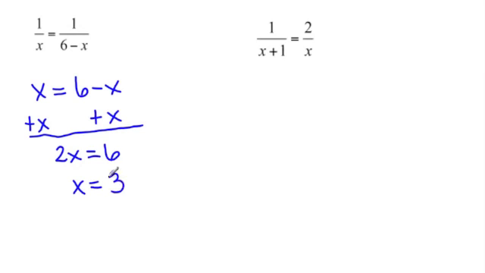Here's the thing though. Let's check and see. Does 3 work as an answer? It does, because it will not make a 0 in the denominator. You get 1/3, and then you get 6 minus 3, which is 1/3 as well.